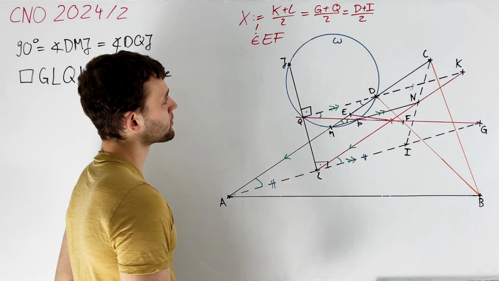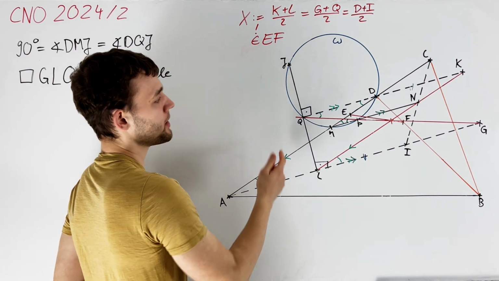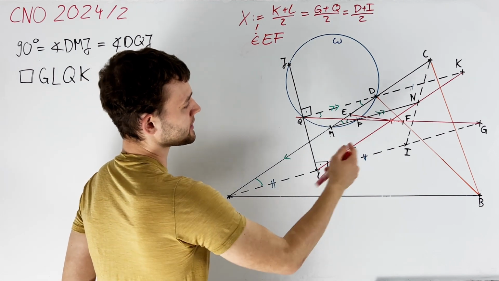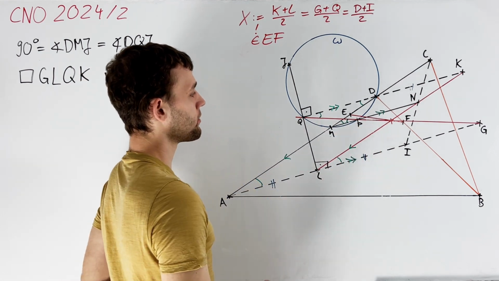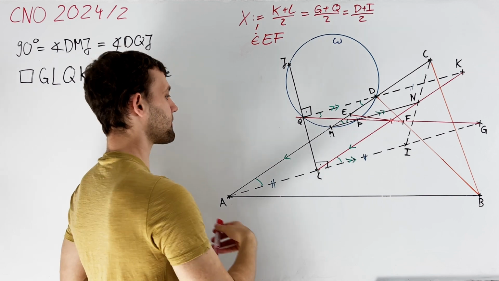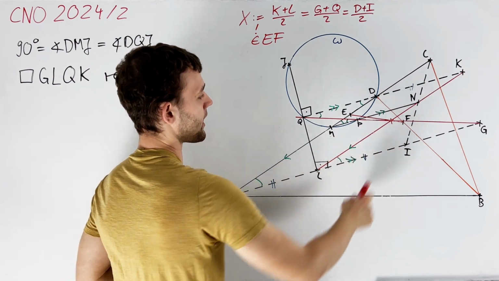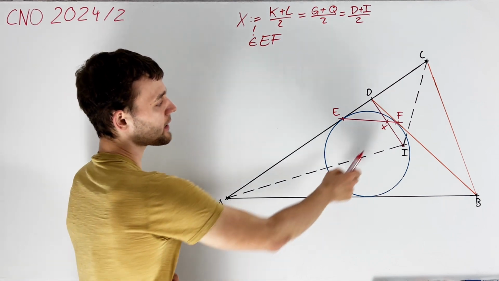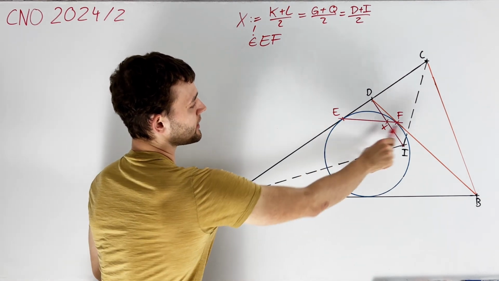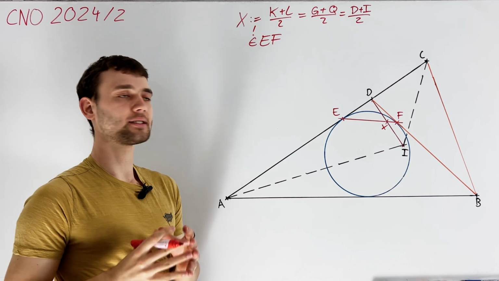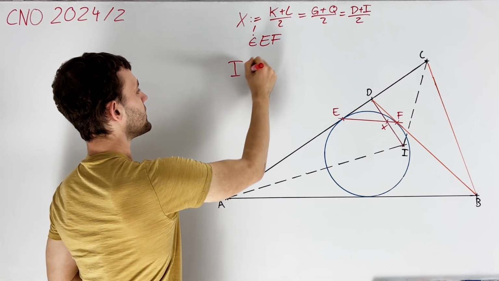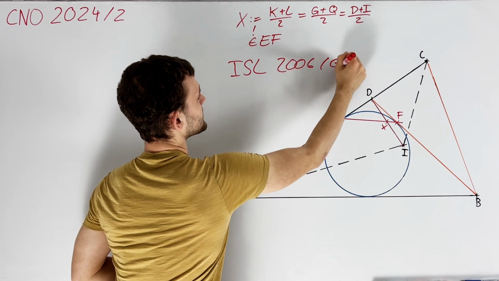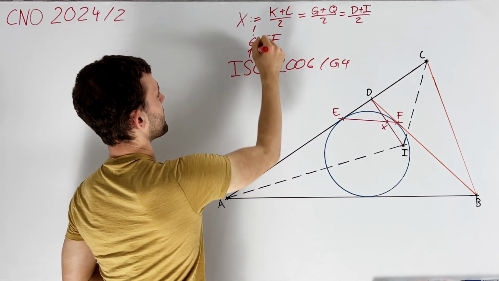It is therefore left to prove that line EF passes through the midpoint of D and I, and since we only use points A, B, C, and D to define EF, we can erase all points except for A, B, C, D, EF, and I. And now, looking at the remaining problem, which is to prove that the midpoint X of D and I lies on EF, Timo noticed that this is actually IMO Shortlist 2006 problem G4. So this is what we're going to spend the rest of the video on.